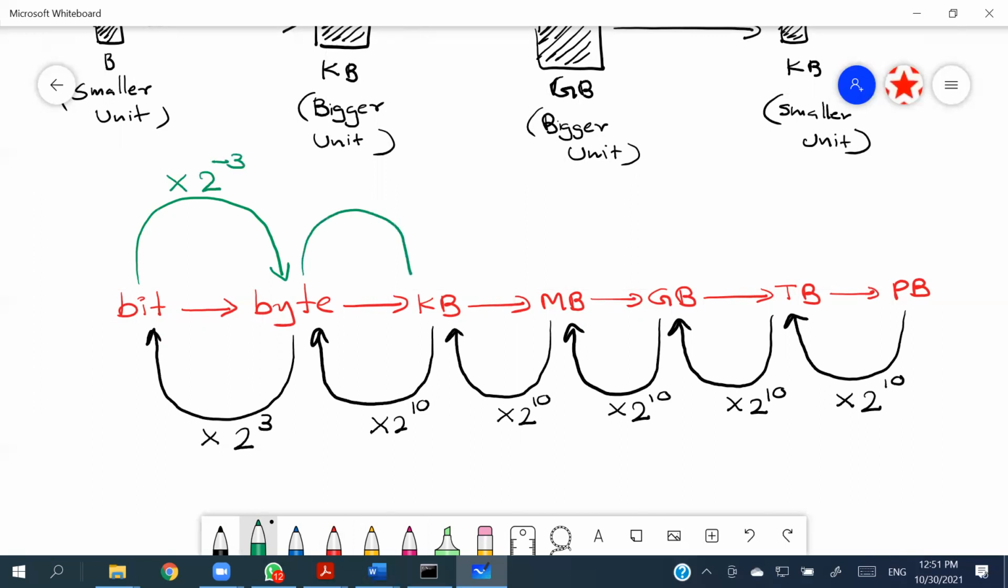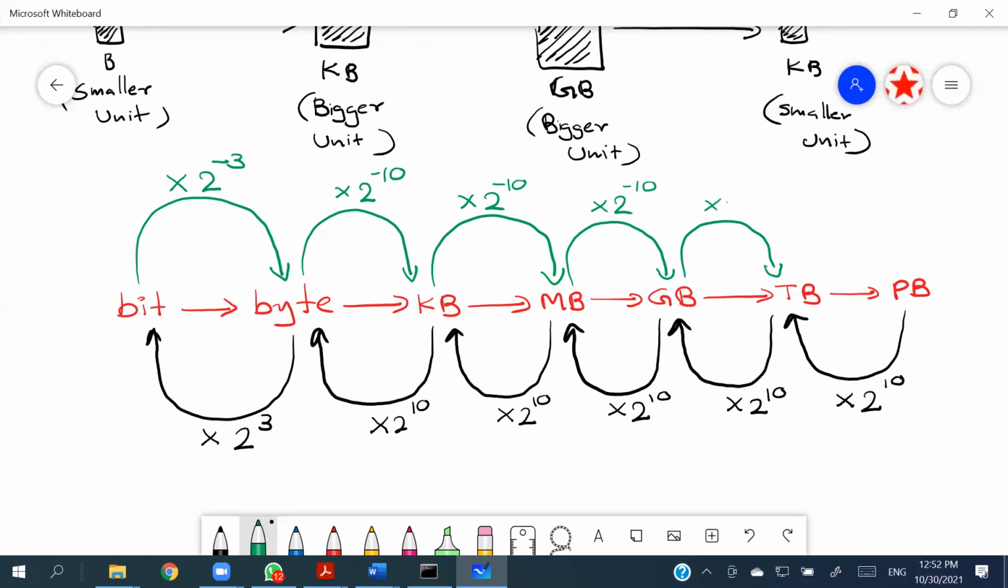When byte becomes kilobyte, 2 to the power minus 10. When kilobyte becomes megabyte, this is 2 to the power minus 10. From megabyte to gigabyte, it is 2 to the power minus 10. From gigabyte to terabyte, it is 2 to the power minus 10. From terabyte to petabyte, it is 2 to the power minus 10. Right? Now remember this.